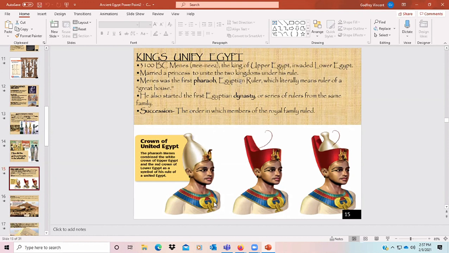So when Menes united Egypt, right, there were two crowns. This is the white crown of Upper Egypt, and this is the red crown of Lower Egypt. And when he became pharaoh, you see what he did? He put the two crowns together. So this signified that he unified both regions. So remember this name, Menes.